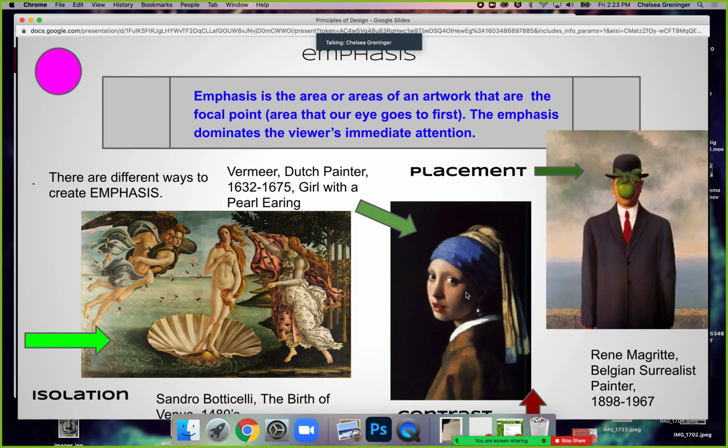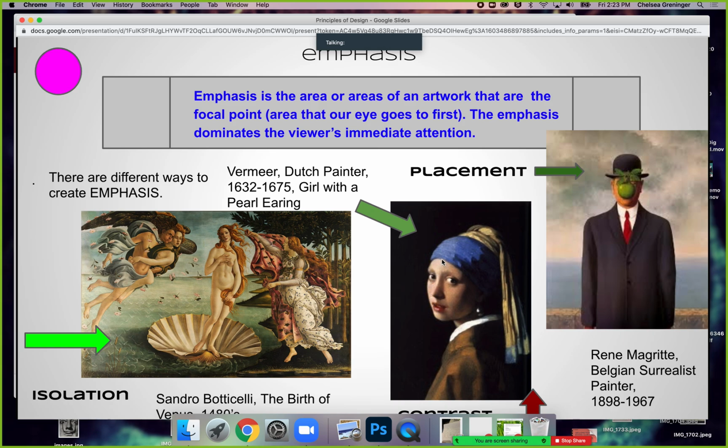We also can see emphasis in contrast. So when we look at this famous painting by Vermeer called The Girl with the Pearl Earring, which you might have seen before, we see a lot of contrast in this painting. Our eye goes to the pearl because it's white and it's surrounded by black shadow. Our eye also goes to the color of her scarf, that blue, it's all in highlight. And it also goes to kind of the white of her eyes and the highlight on the side of her face.